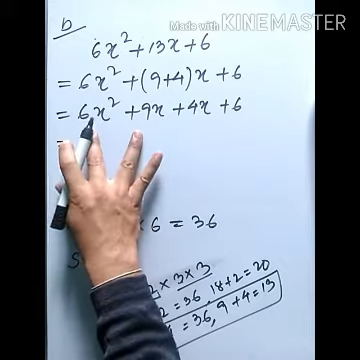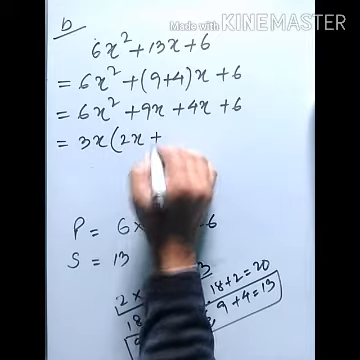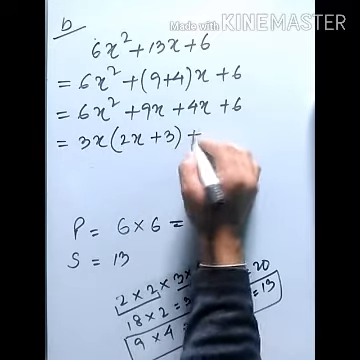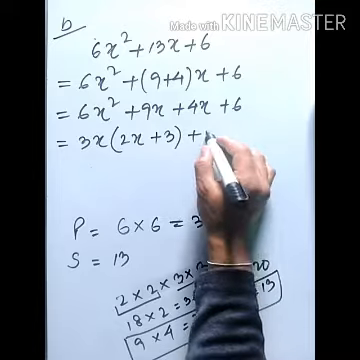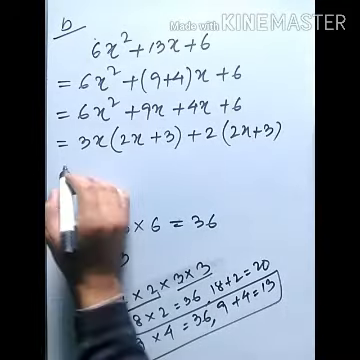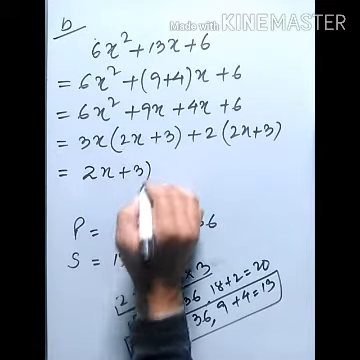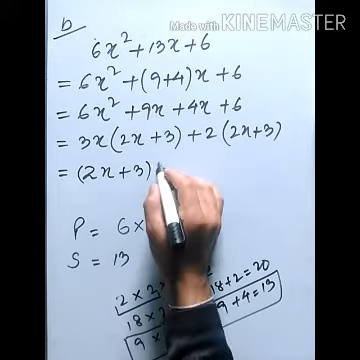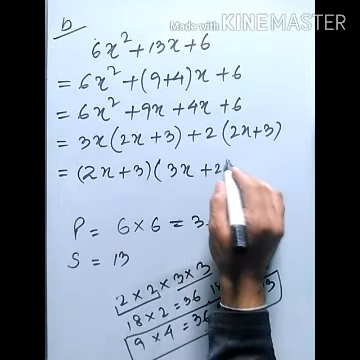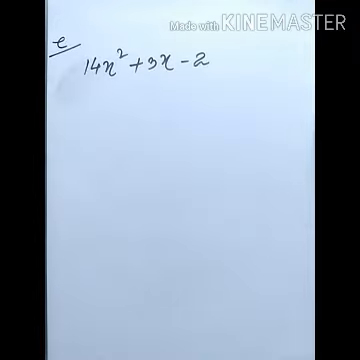So from the first two terms we can take 3 common, so 3x, then here 2x plus 3, 3 3s are 9. So again from these two terms we can take 2 common, so 2, then here 2x plus 3. So in the next step we can take this 2x plus 3 whole common, then remaining will be 3x plus 2. So we have done the factorization and we'll be moving to the next question.